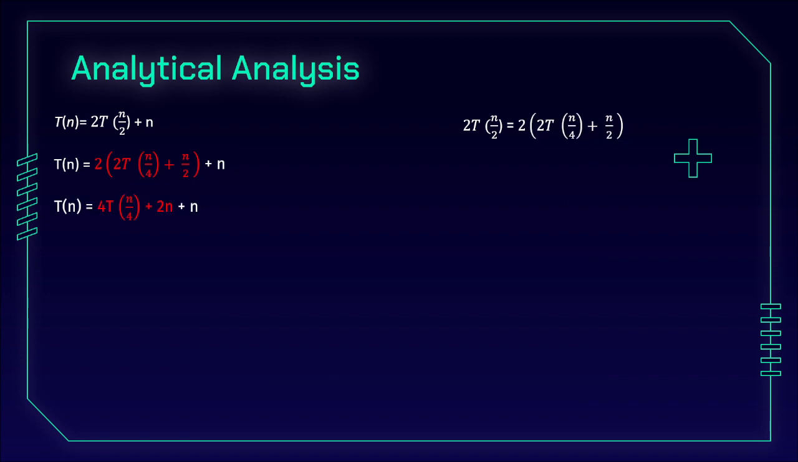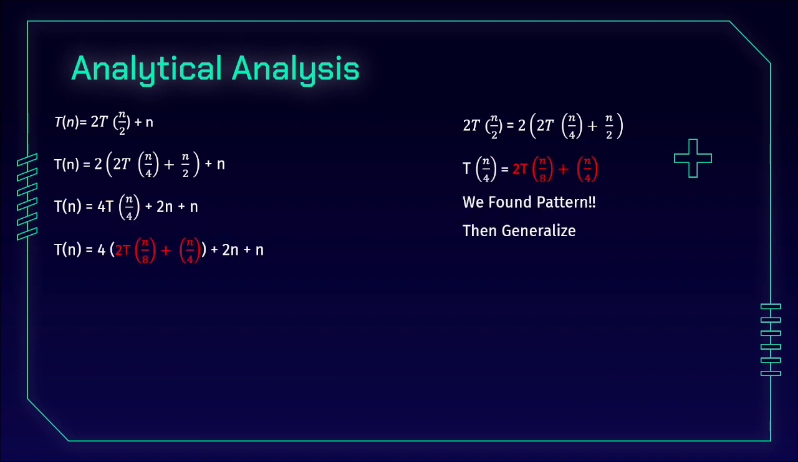T(n) is now equal to 4T(n/4) + 2n + n. T(n/4) is equal to 2T(n/8) + n/4. Then our T(n) is equal to 4(2T(n/8) + n/4) + 2n + n. It looks like we found a pattern, then we generalize. But first, let's simplify our equation to 8T(n/8) + 4n + 2n + n.